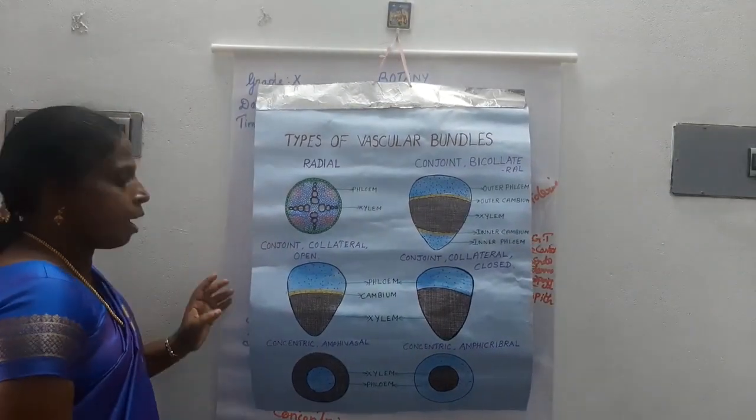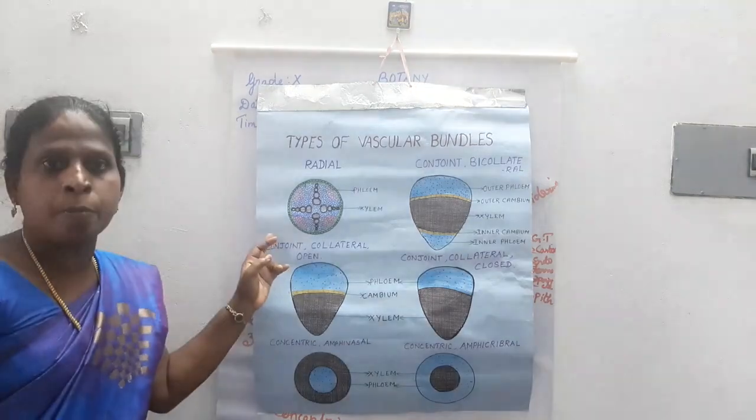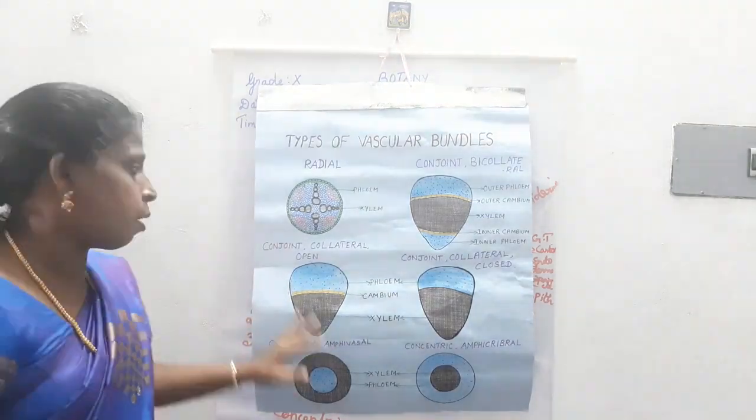Okay. The next type is the conjoined vascular bundle. What does a conjoined vascular bundle mean?